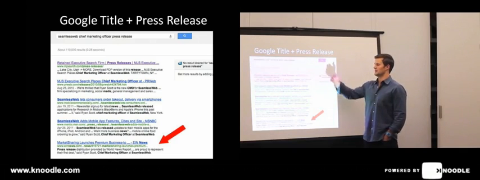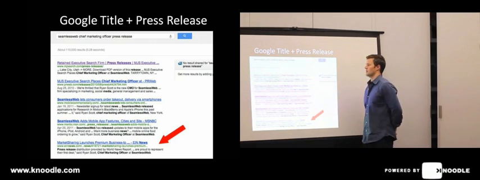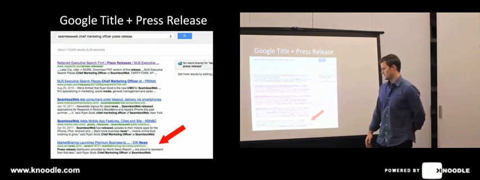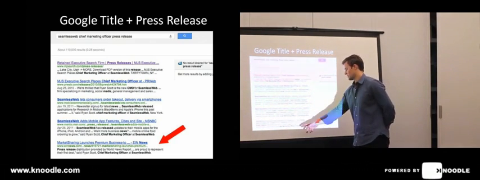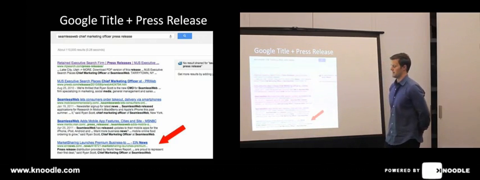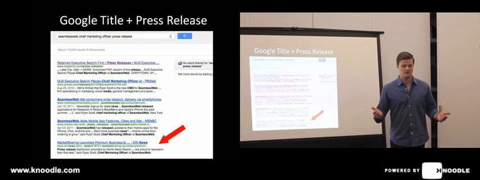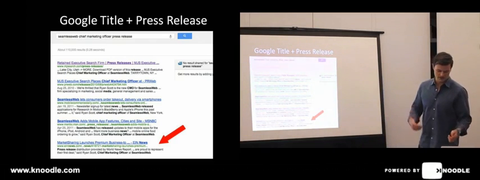So in this case, Seamless Web Chief Marketing Officer press release. Down here in the fifth result, it said Brian Scott, Chief Marketing Officer at Seamless Web. So that would be an example of where I could identify that person's name, which I could then use to contact him.